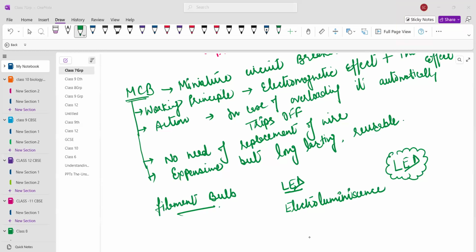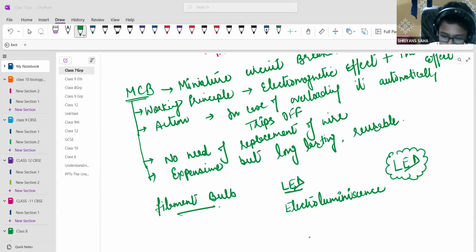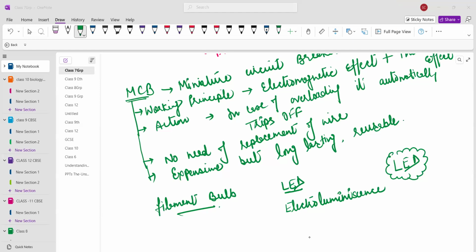Second difference, note down the efficiency. Which is more efficient? LED. Second difference, efficiency. Filament bulb is low efficient. LED is high efficient. High efficiency.